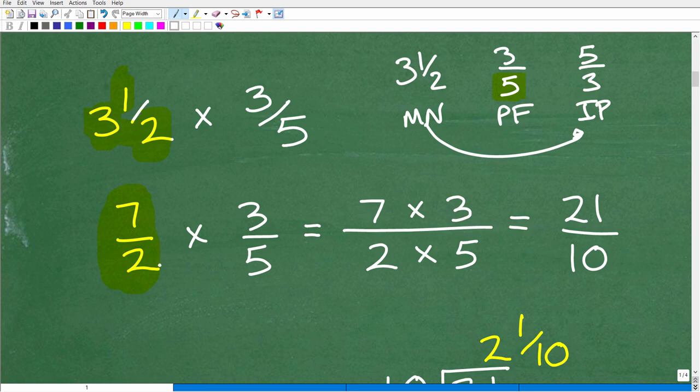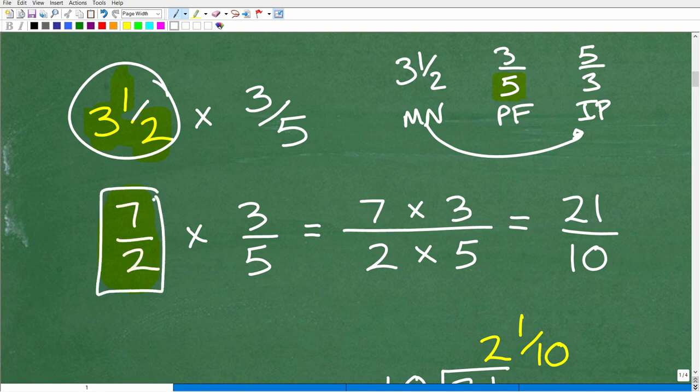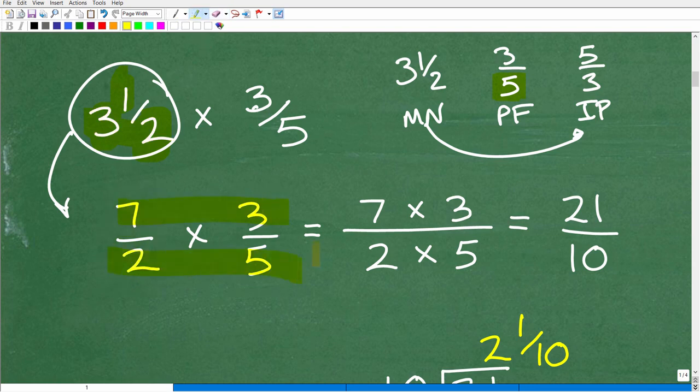But let's go ahead and keep this problem going. The first thing you're going to do anytime you're multiplying fractions, and one or more of the fractions is a mixed number, is convert that into an improper fraction. So that's going to be 7/2 times our 3/5. Now we have one numerator, one denominator, one numerator, one denominator. At this point, we're good to go ahead and multiply the respective numerators and denominators.